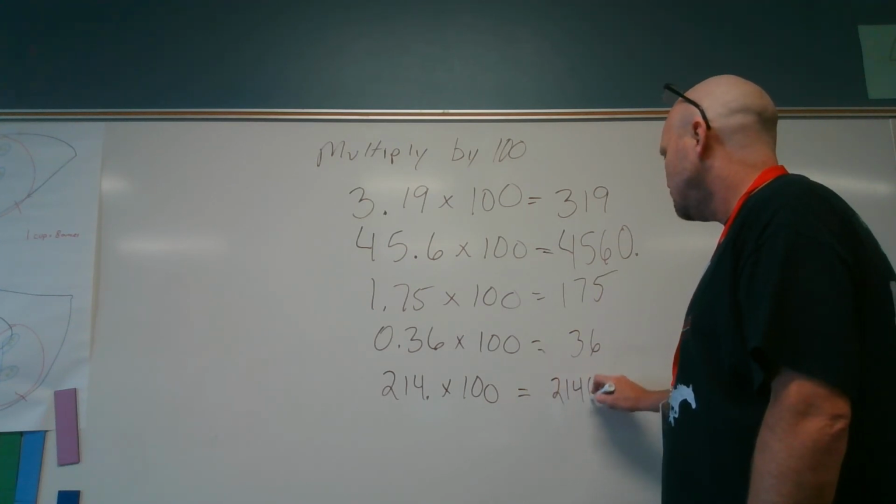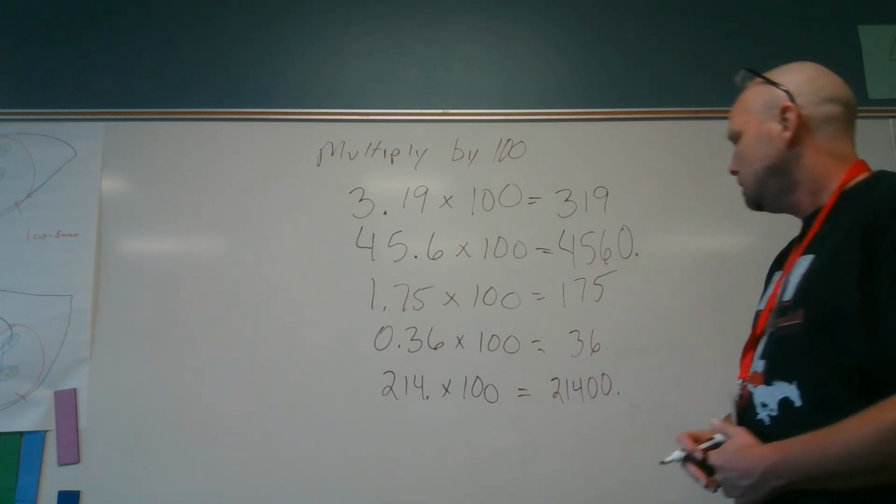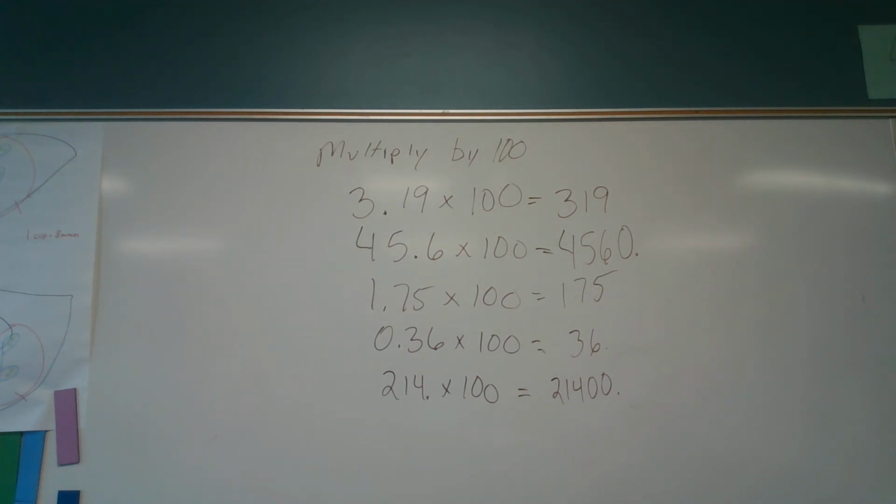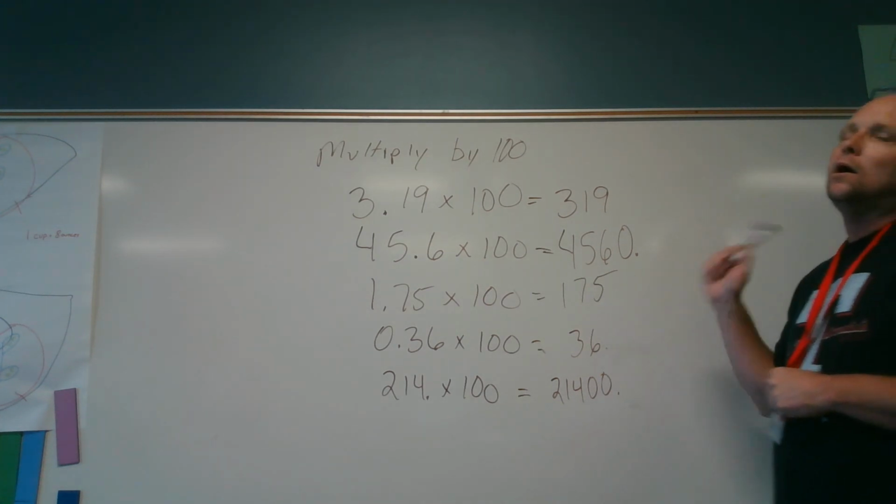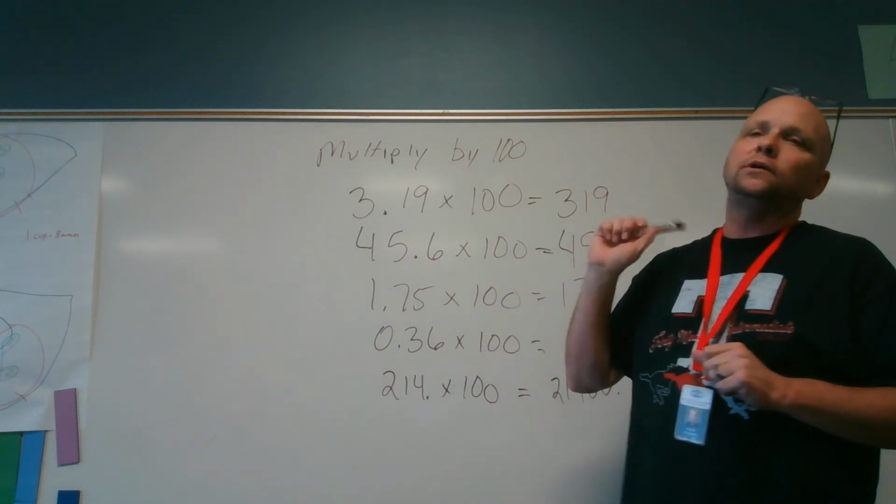2, 1, 4, 0, 0. So 21,400. All we are doing is moving the decimal point to the right.